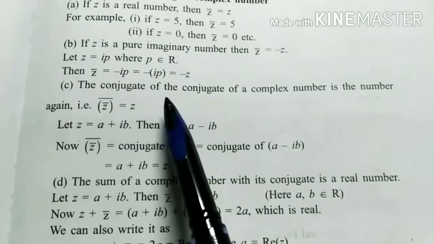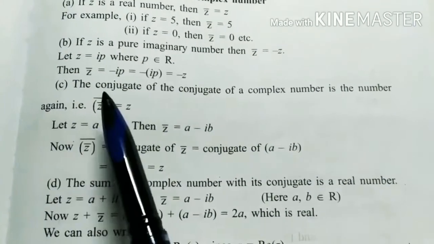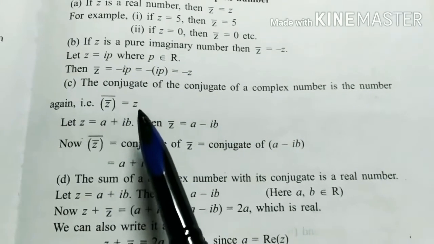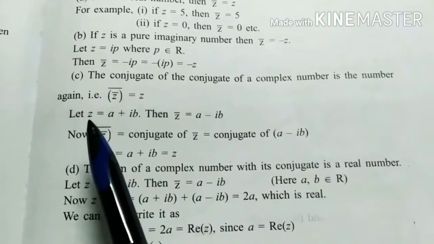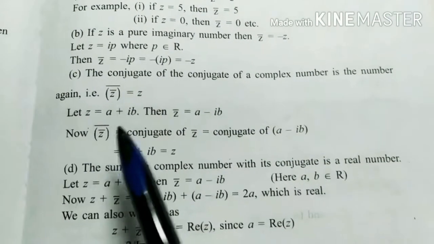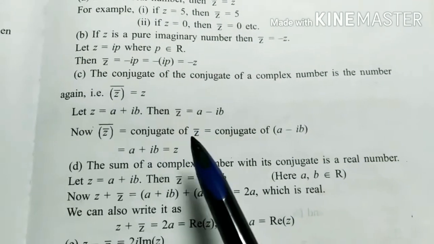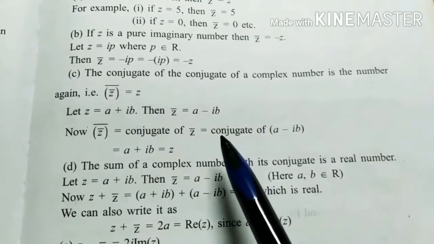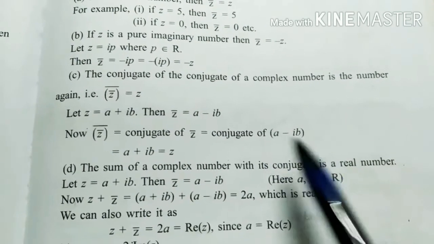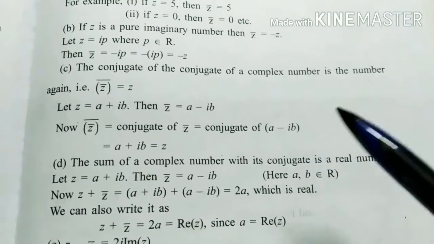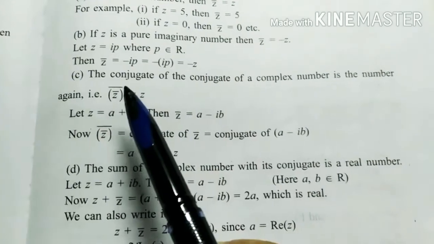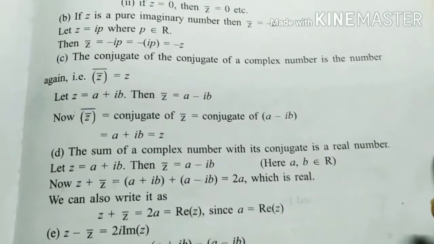Then the conjugate of a complex number: the conjugate of z bar, again bar, will be the number again. For example, if I take z equals a plus ib, then z conjugate will be a minus ib, and again the conjugate of z bar, that means the conjugate of a minus ib, is a plus ib, which is your z. So the conjugate of the conjugate is the number again.